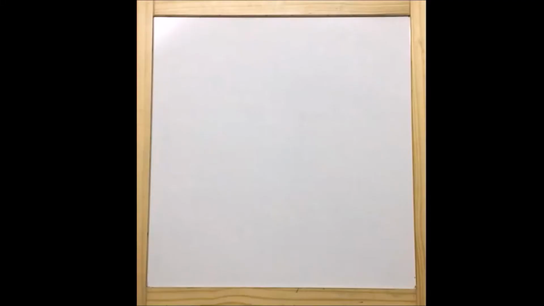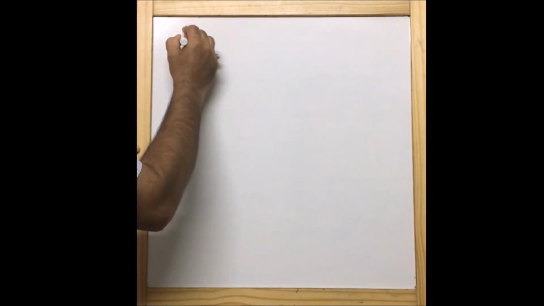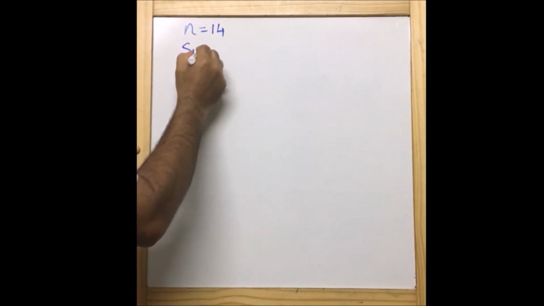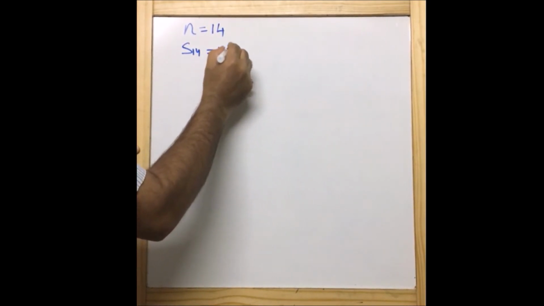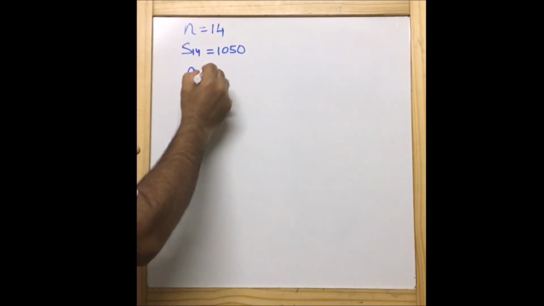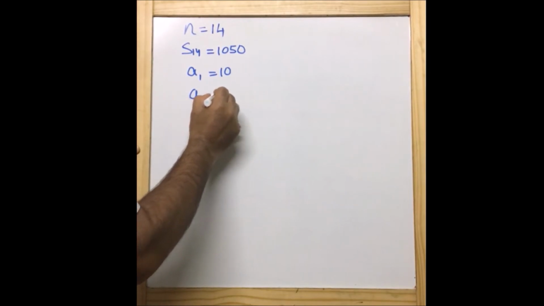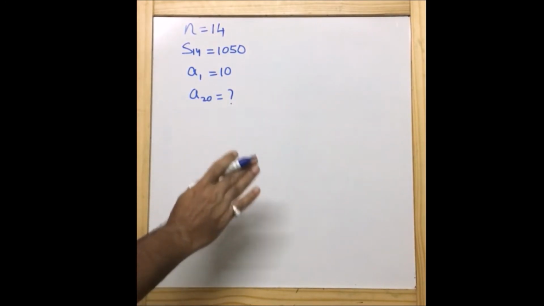Moving on to the solution. As per the question, the sum of the first 14 terms of an AP is 1050 and its first term is 10, and we need to find out the 20th term. So let us first put down what is given: n is equal to 14, S14, the sum of the first 14 terms, is 1050, the first term is 10, and we need to find the value of A20. So that's what they have given.